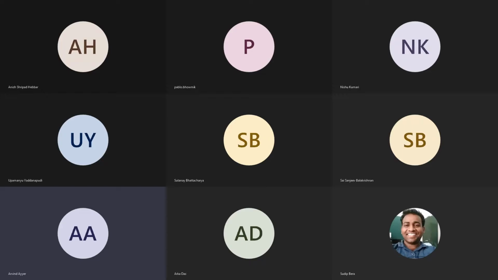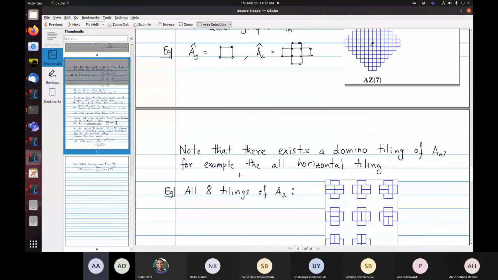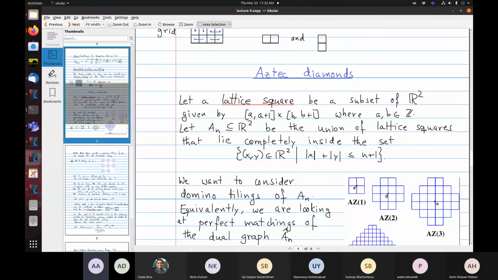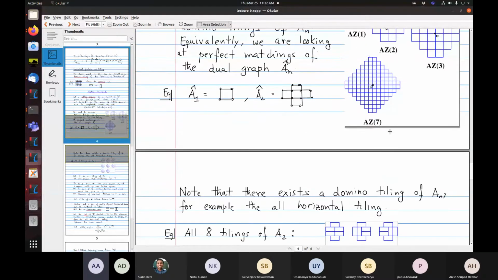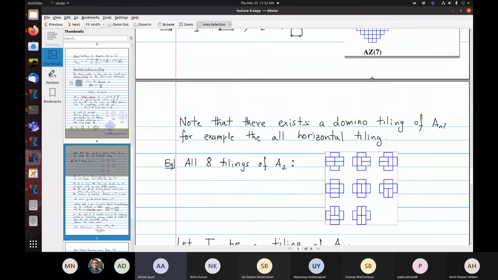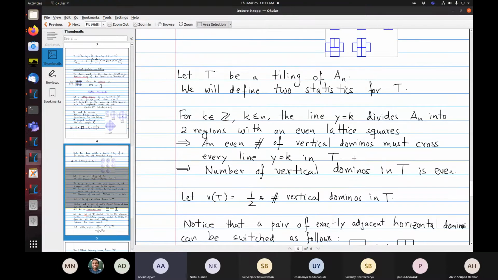Okay, so recall that I started this business of Aztec diamonds. So we defined the region of the plane, which is AN, and which forms the region which we are going to tile by dominoes. And I stated the main theorem, which involves two statistics.